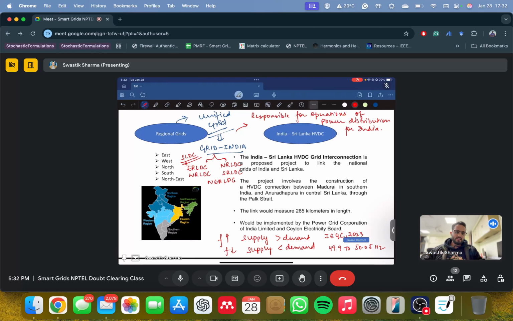But we not only have this, we have more. We are in contact with other countries as well. For example, we have interconnection with Nepal, we have it with Bhutan. So what we do is we import electricity from Bhutan sometimes, and we supply electricity to Bangladesh, Myanmar, Nepal.